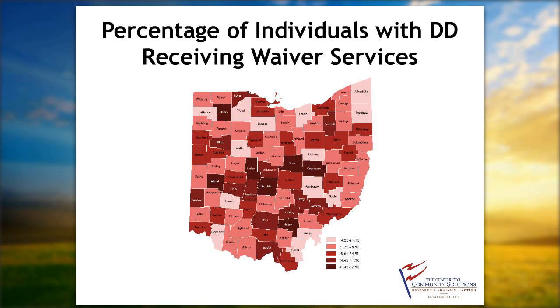Okay, so this map illustrates the percentage of individuals with developmental disabilities who are receiving waiver services. This is, again, based on those prevalence estimates from Scripps. And you can see a great deal of variation across the state here. Darker areas represent counties that have a higher percentage of individuals on waivers. So rates range from as low as 14% in some counties to over 50% in others. So you can see that individuals may have greater ability to access waivers in certain counties.